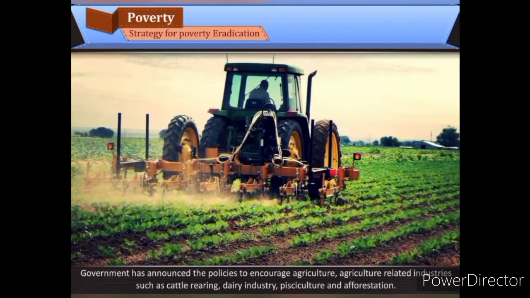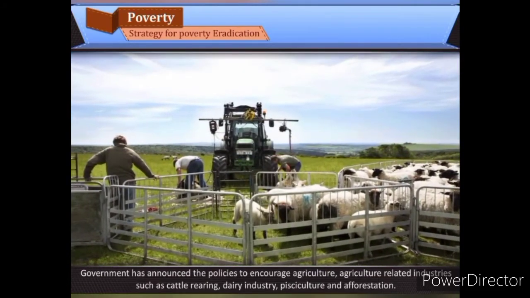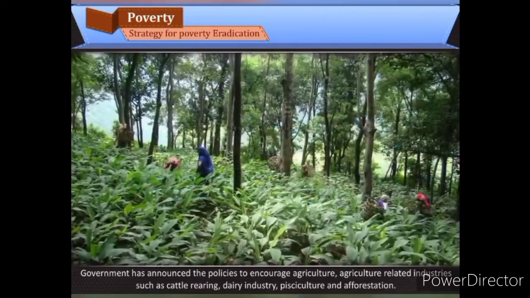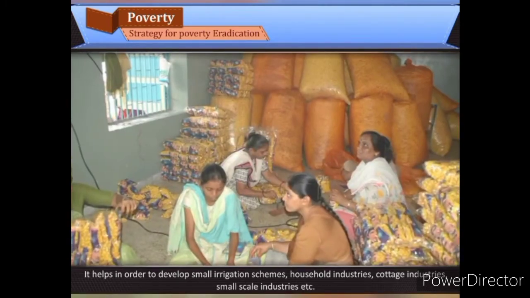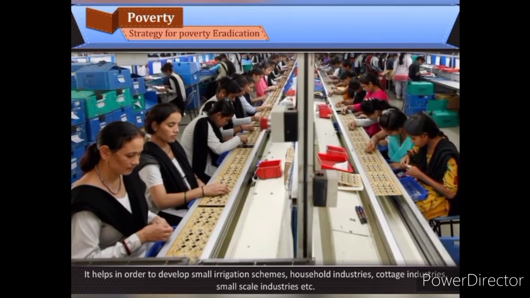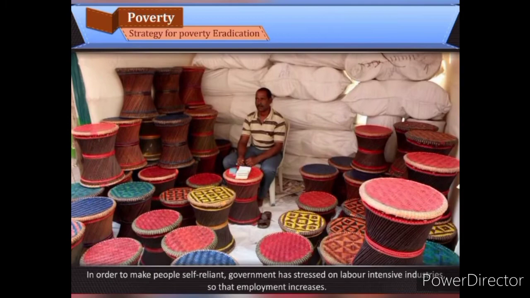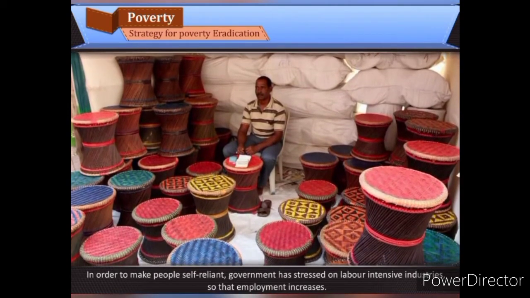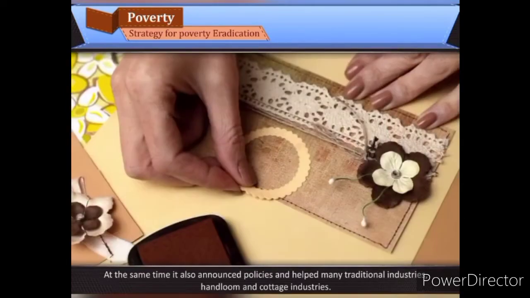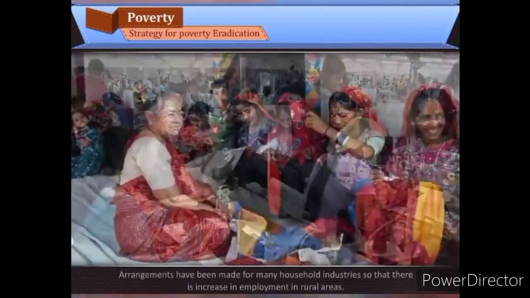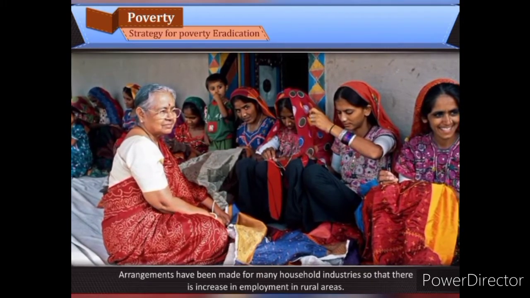The government has announced policies to encourage agriculture and agriculture-related industries such as cattle rearing, dairy industry, pisciculture and afforestation. It helps in order to develop small irrigation schemes, household industries, cottage industries, small-scale industries, etc. In order to make people self-reliant, the government has stressed labor-intensive industries so that employment increases. At the same time, it also announced policies and helped many traditional industries, handloom and cottage industries. Arrangements have been made for many household industries so that there is an increase in employment in rural areas.